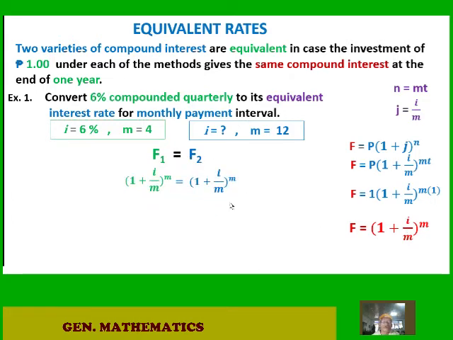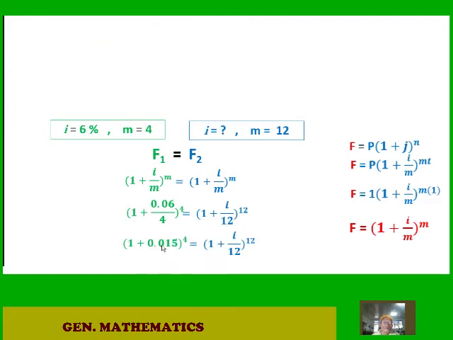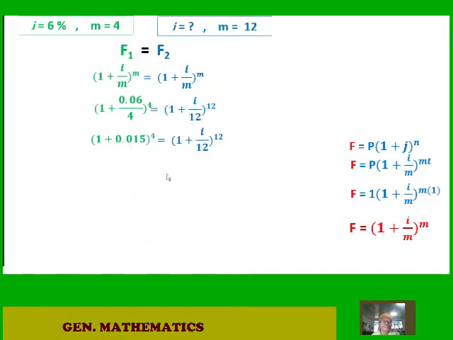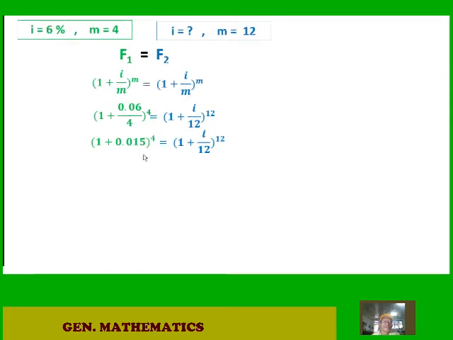Okay, using this formula, i is 0.06, m is 4, i is unknown, m is 12. In this equation, we have only one unknown, i, an interest rate equivalent to 6%. Simplify the left side. Then we are going to solve for i.